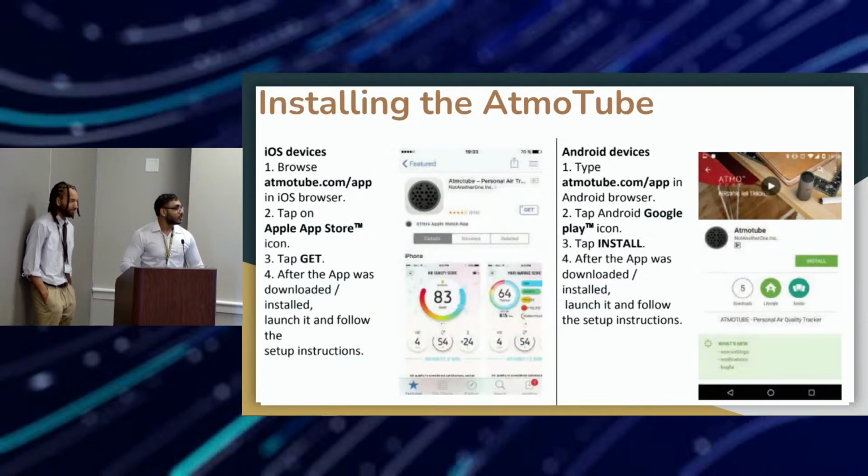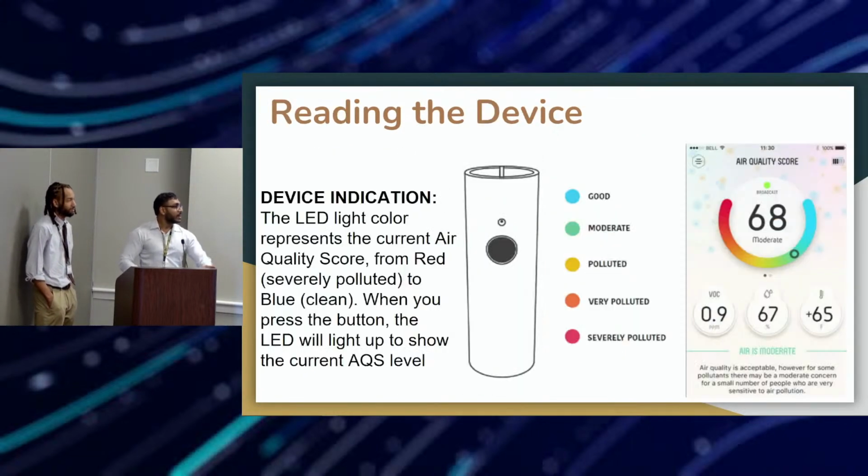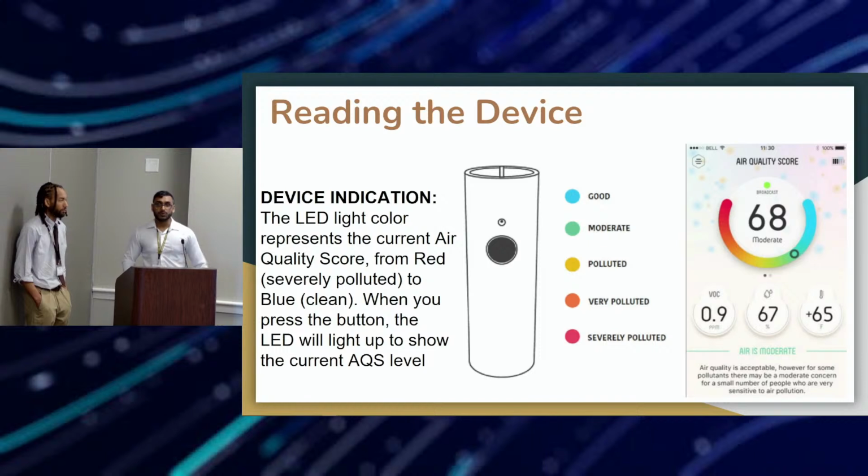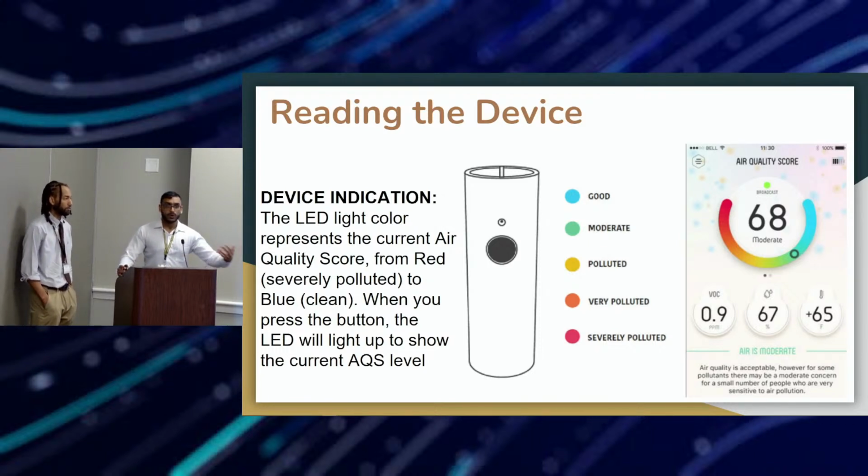So you just go to the App Store, you download it, and then you just turn it on. So you press the power button in the center of the device, and then you can just walk around, whether it's your school, whether it's indoors, outdoors, at the bus stop, at work. And then it'll light up based on the air quality. So this is just the color scale.